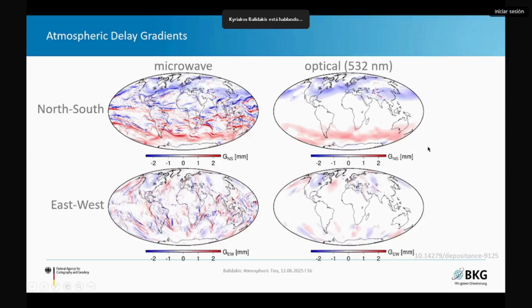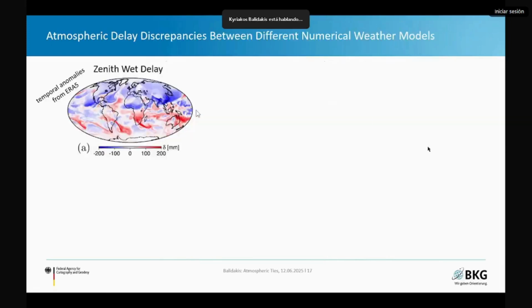Then we also have the east-west component, which is less systematic. We said before that these atmospheric delays can be quite uncertain. The graph here illustrates the zenith wet delay from ERA5, one epoch minus the long-term average. So you see that the signal can change by, let's say, plus or minus more than 20 centimeters.